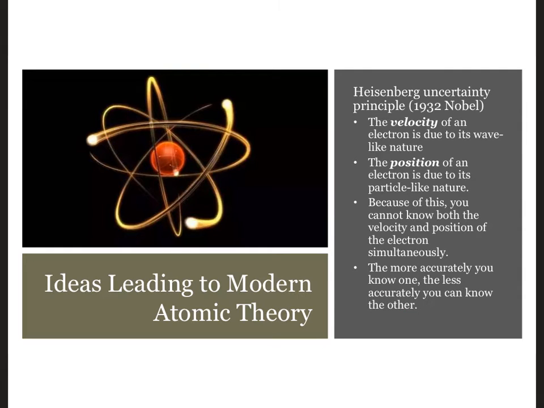Three years later, Heisenberg was awarded the Nobel Prize for his work elucidating the uncertainty principle, for which he is known. The core tenets of the principle are as follows. The velocity, or speed, of an electron is attributable to its wave-like nature. The position of an electron is attributable to its particle-like nature. However, you can treat the electron as either a wave or a particle, but not both simultaneously. As a result, the more you know about the speed of an electron, the less you can know about its position, and vice versa.